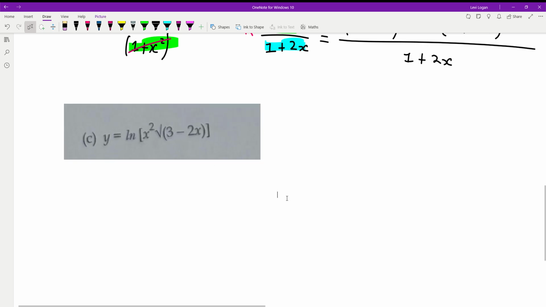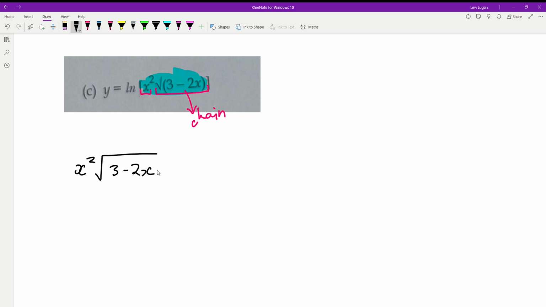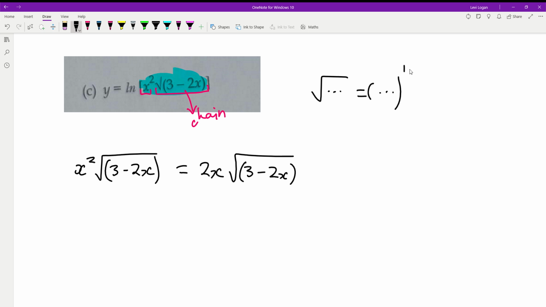Right. So differentiating this. The inside function is this heap of garbage here, okay? Now this is a product and chain rule because we have a function times another function, but this is a chain rule, okay? And then this whole thing is a chain rule. So let's just differentiate this first. So x squared times the square root of 3 minus 2x. So differentiate the first one. Differentiating x squared gives you 2x. Then just leave the second one, 3 minus 2x. Now square root of something is that something to the power of a half, okay? So if we're differentiating this function here, you've got to differentiate the outside, which is that half power.